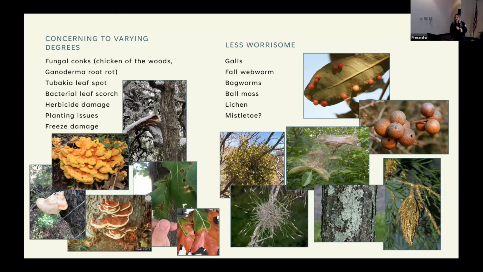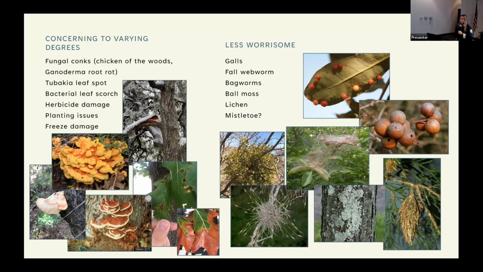We have ball moss. Oh, bagworms. Bagworms is that bottom right picture. So again, it doesn't really impact the tree that much. Yes, you can spray BT, but you have to do it early enough, and they're nocturnal and they have to ingest it. So it's usually just not worth the hassle.